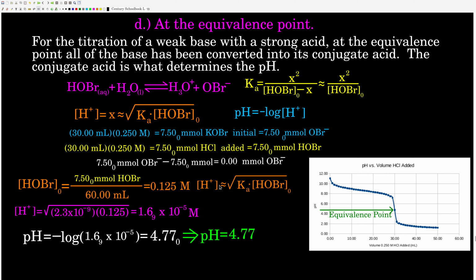So the hydrogen ion is just the square root of Ka times that. So there's our Ka, there's our 0.125 molar. And we see the hydrogen ion concentration is 1.7 times 10 to the minus fifth. pH is negative log base 10 of that, so 4.77 at the equivalence point.